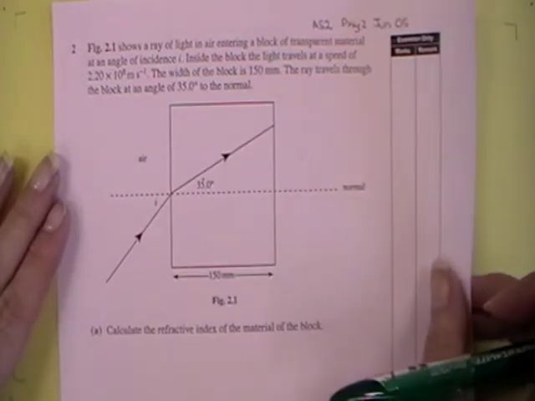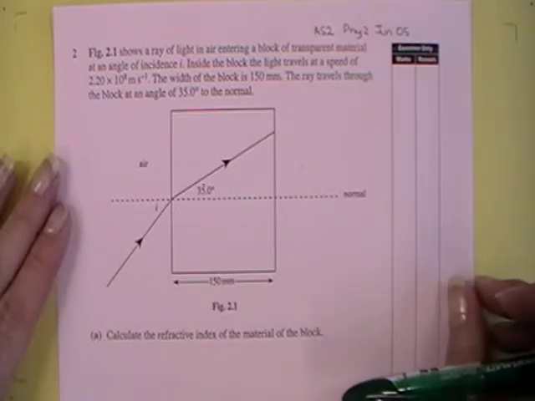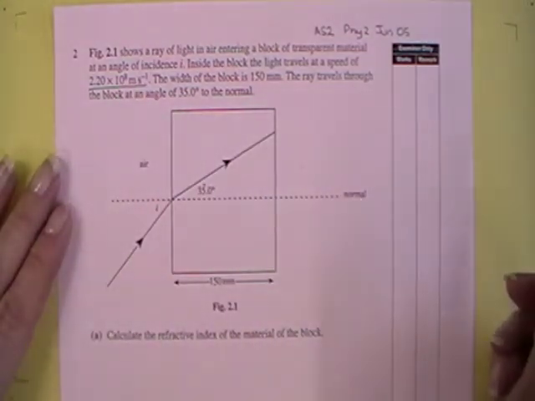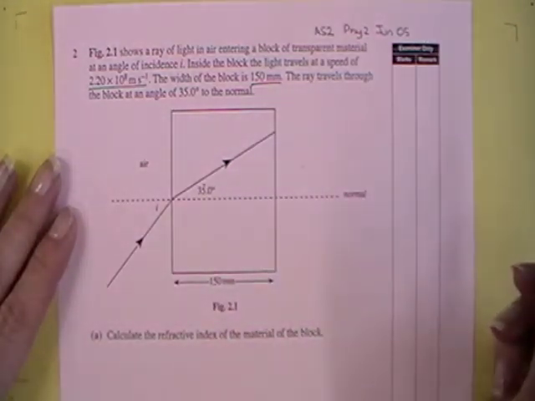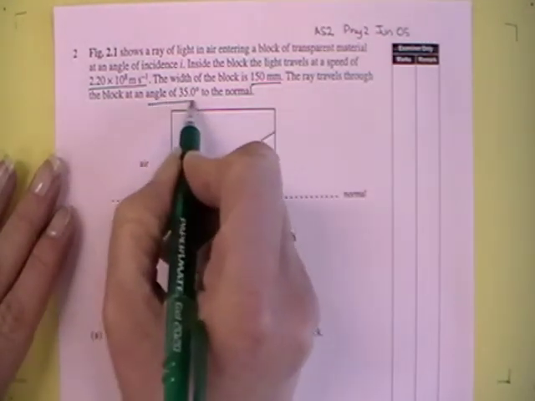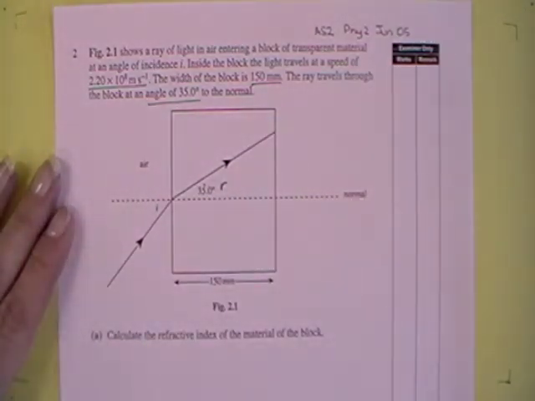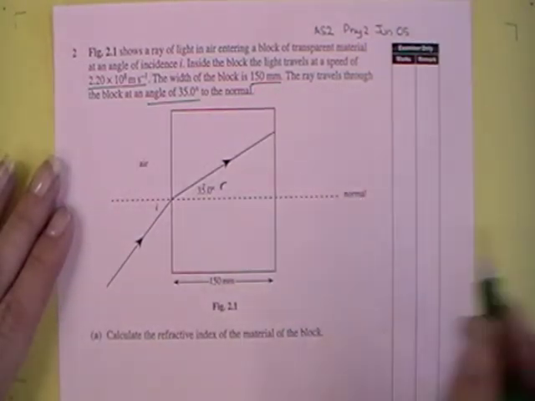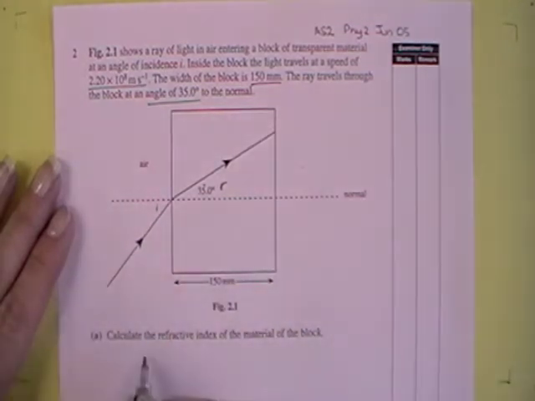The first question asks us to calculate the refractive index of the material in the block. Well, we have to think about what information we've got. The first piece of information we have is the speed of light inside the block. We have the width of the block, which is of no use to us for refractive index, but we have the angle at 35 degrees to the normal, which is the angle of refraction in the glass block. However, if we want to use the angle of refraction to calculate the refractive index, we must know the angle of incidence, and we don't know that. Therefore, we're going to have to use the equation n equals c1 over c2.